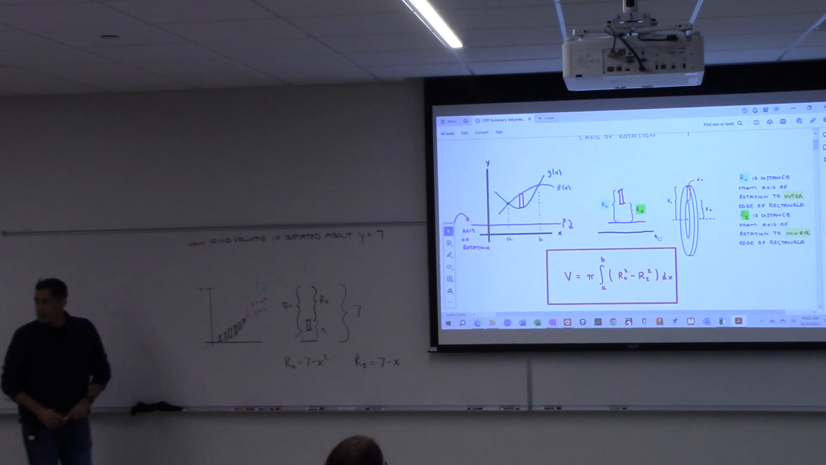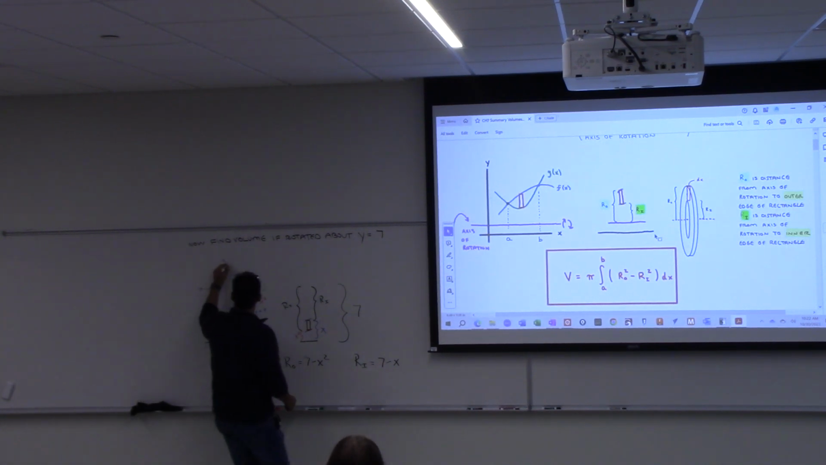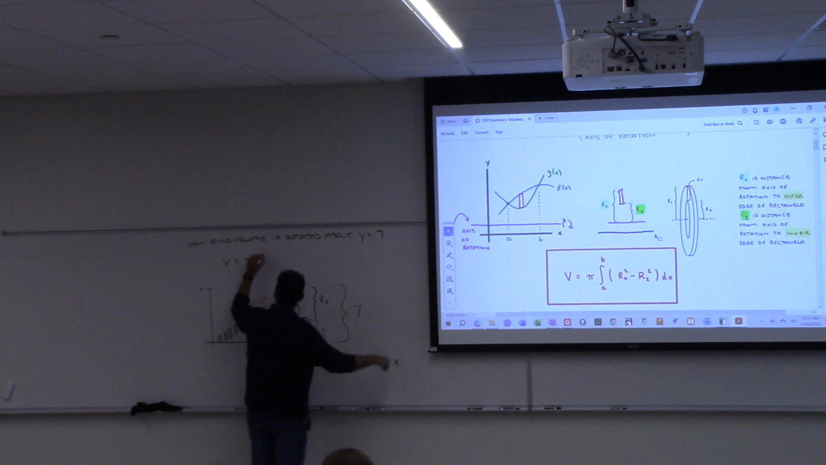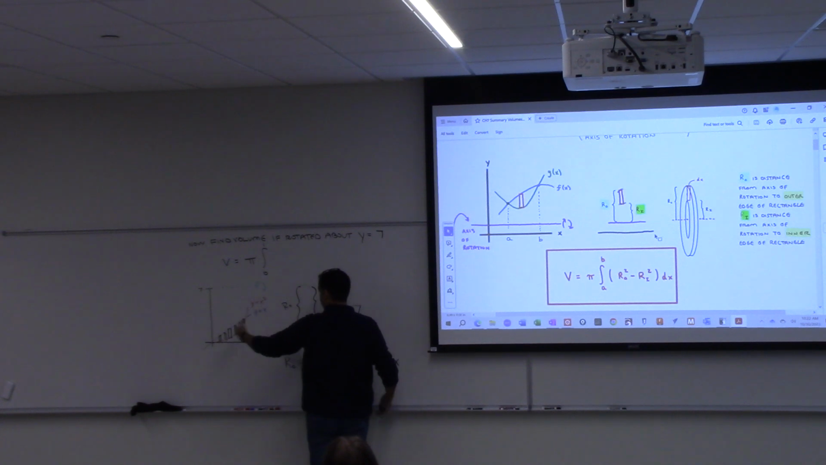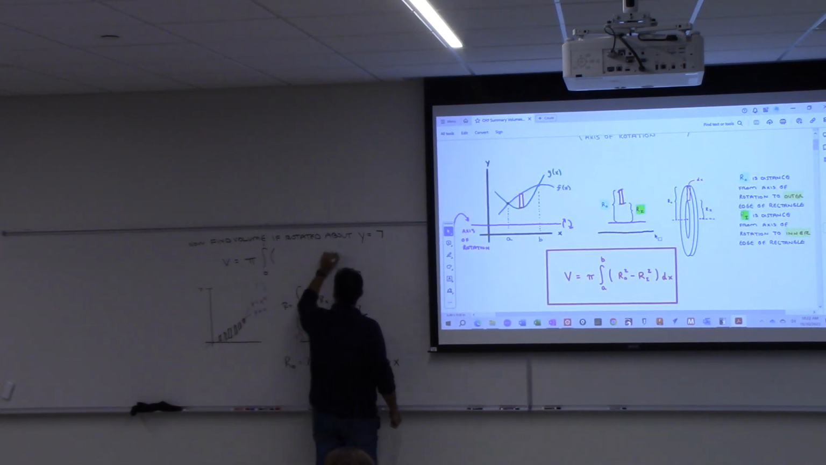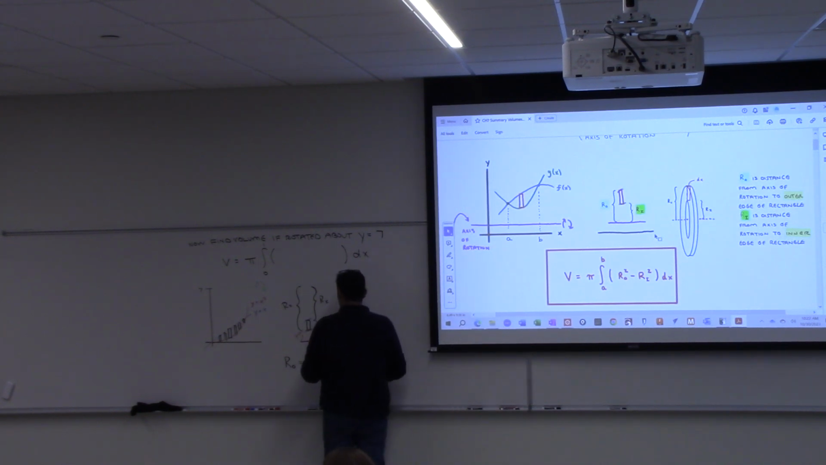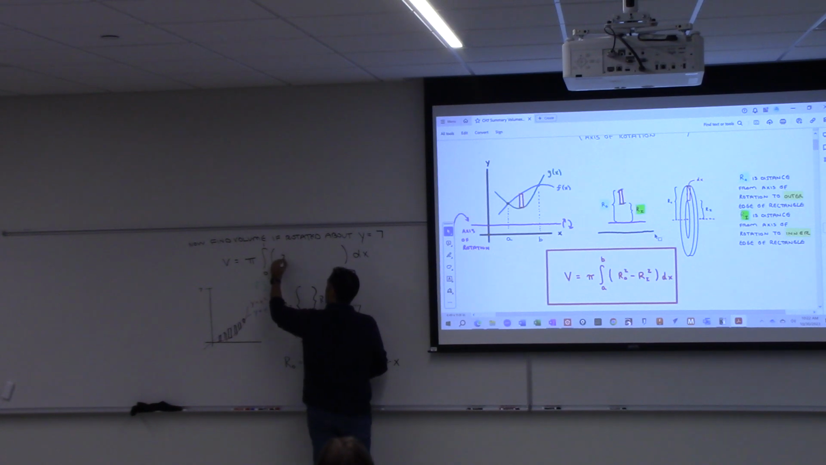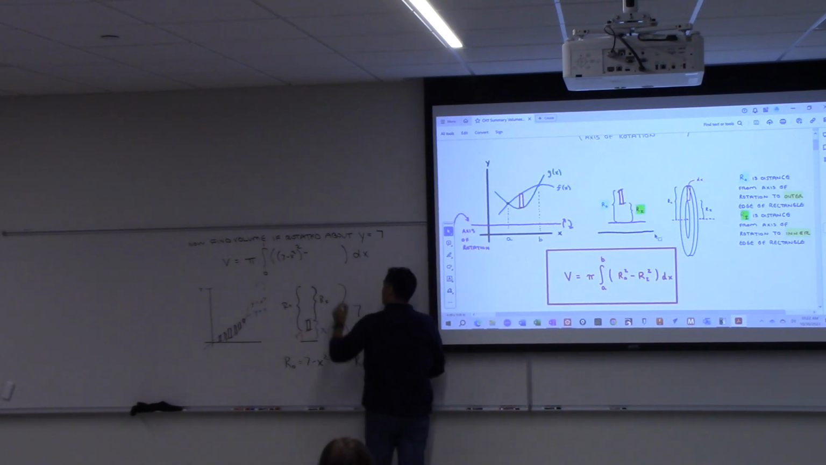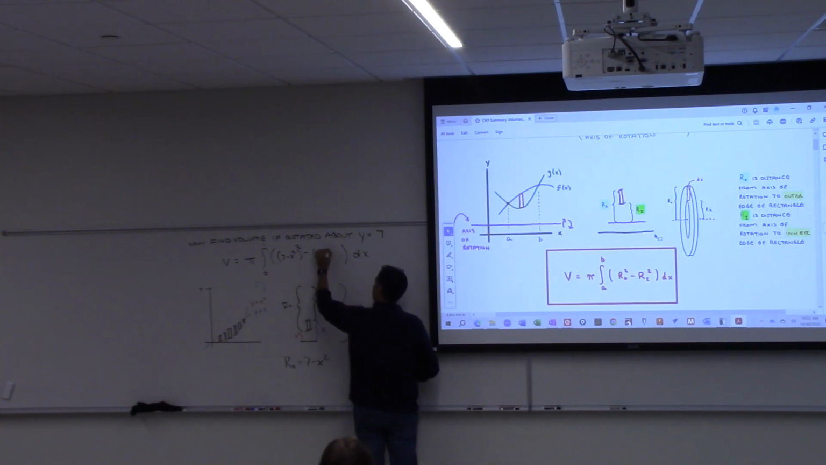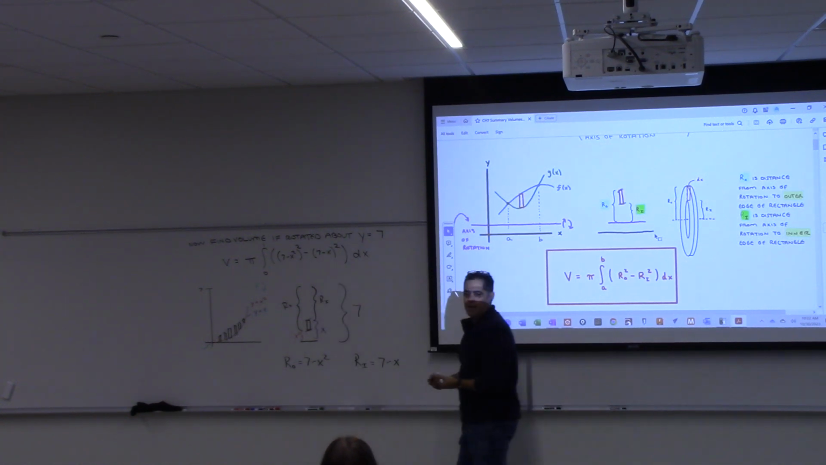Let's get a final answer. The volume of this thing will be pi, because the formula always has a pi, integral 0 to 1, because that's where it starts and stops for this region. And then I know I'm going to have a lot of stuff in here, dx at the end. Outer radius squared, (7 minus x squared) squared, minus inner radius squared, (7 minus x) squared. See, I'm not forgetting the squares this time.